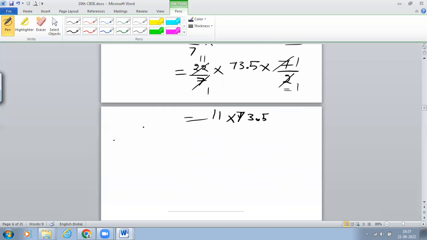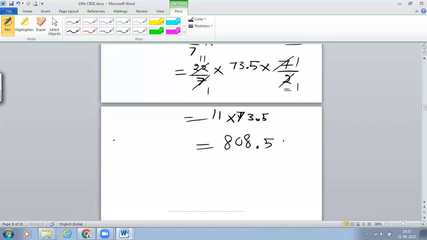73.5 into 11. If anybody wants me to do the calculation, the multiplication also, I will do. 4658.5. No, please check it again. It is 11 into 73.5. Oh, 808.5. Very good. So 11 into 73.5 is 808.5. This is the answer.